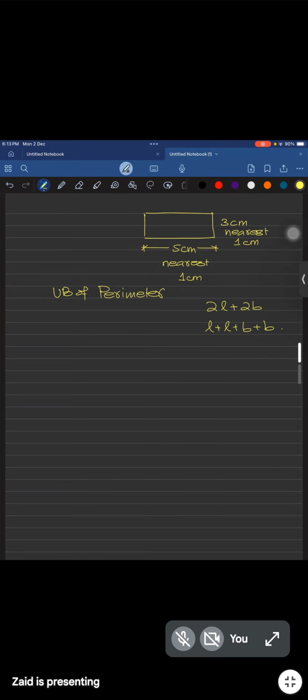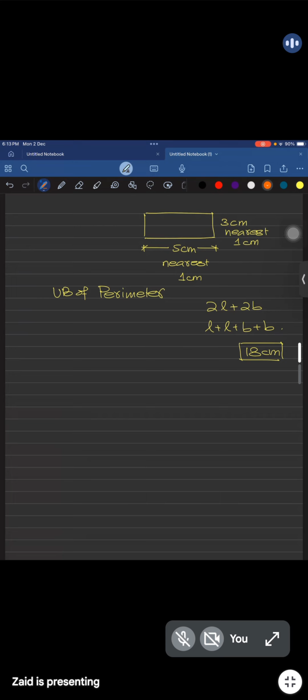Sir, what does it mean by nearest 1 centimeter? Nearest 1 centimeter means that you are not sure, it could be plus minus. Upper bound means that you have to find the maximum value of the perimeter you can have. So the answer is 18. Ziad, the answer is 18. Okay, anyone else who can confirm this?